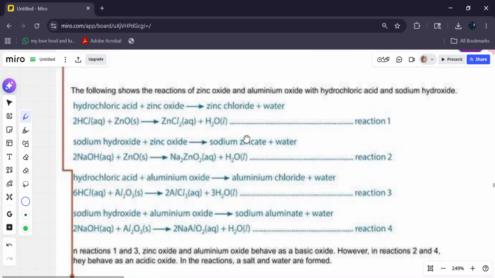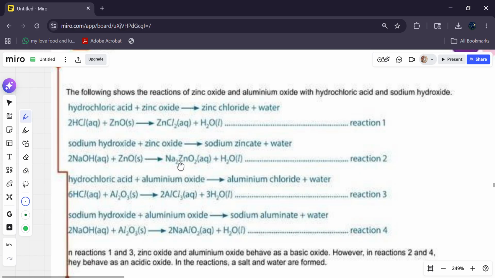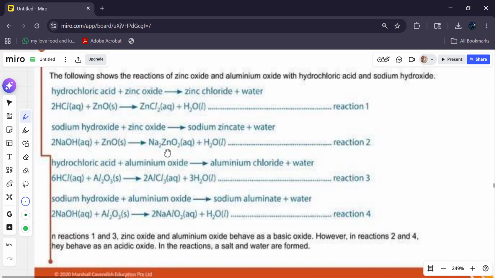Now, there are many other formulas that you can pause to look at and understand as I explain. In reactions 1 and 3, zinc oxide and aluminium oxide behave as basic oxides. However, in reactions 2 and 4, they behave as acidic oxides. In all of the reactions, salt and water are formed.